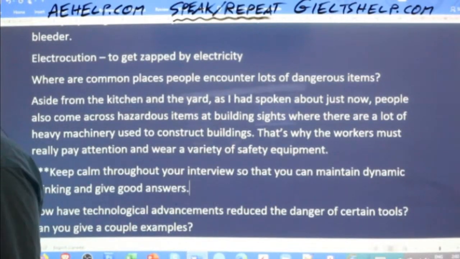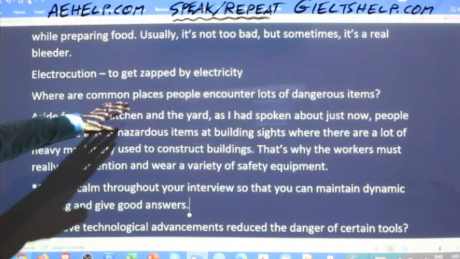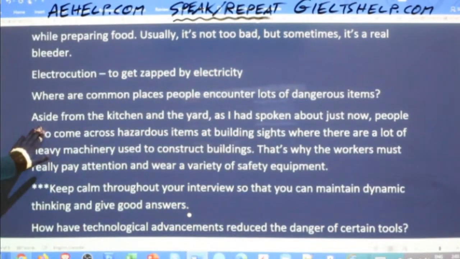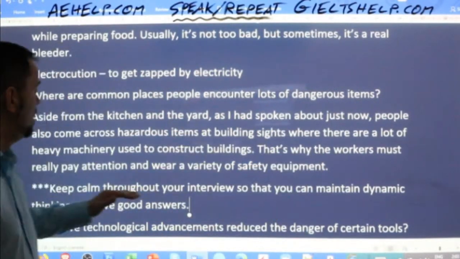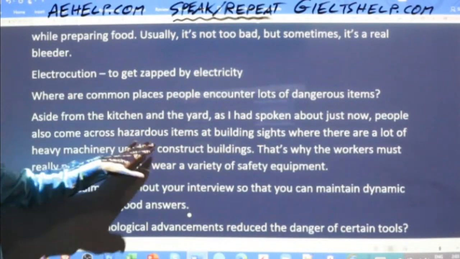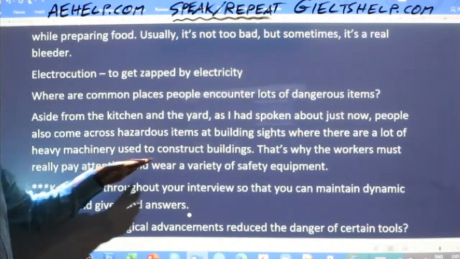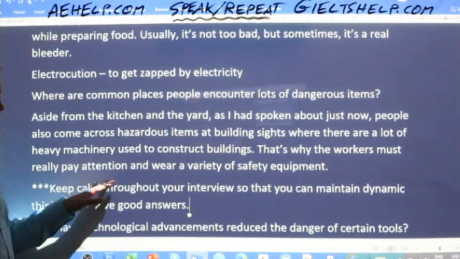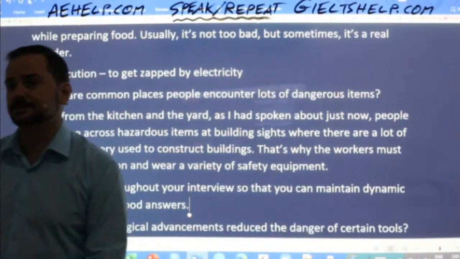So schools, hospitals, industrial places, factories. So where are common places people encounter lots of dangerous items? Repeat after me. Aside from the kitchen and the yard, as I had spoken about just now, people also come across hazardous items at building sites where there are lots of heavy machinery used to construct buildings. That's why the workers must really pay attention to wearing a variety of safety equipment. Okay.